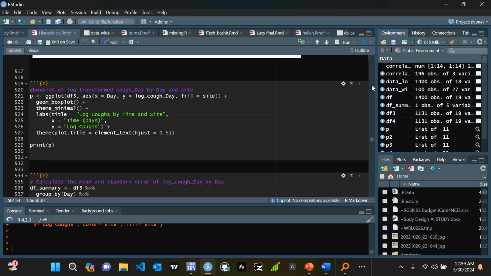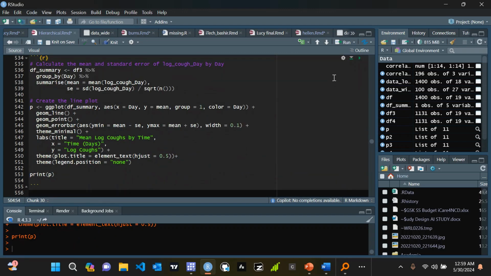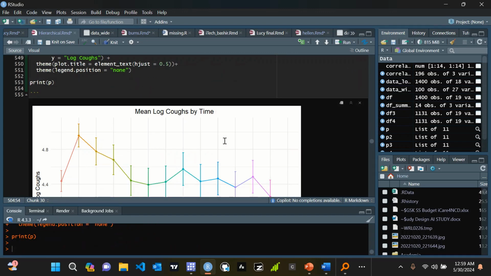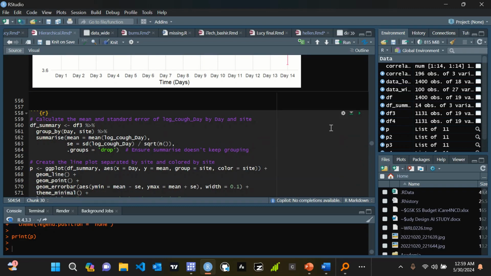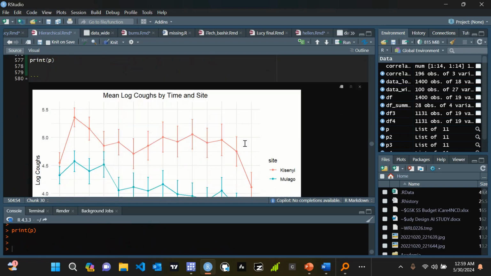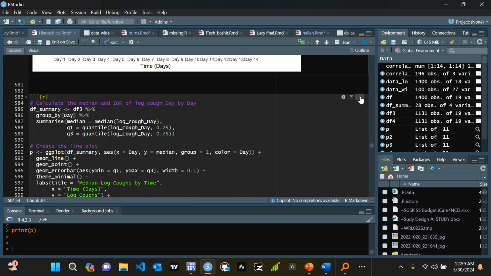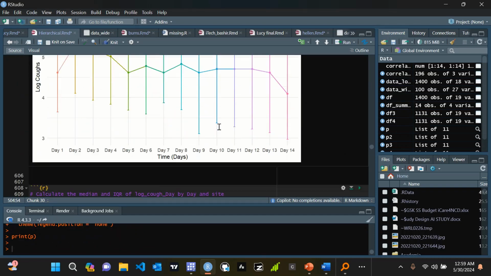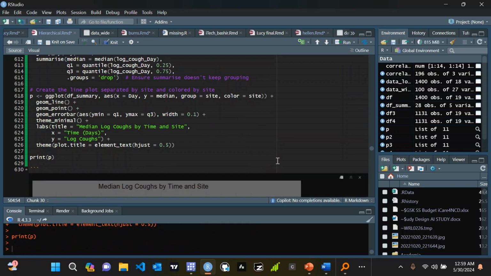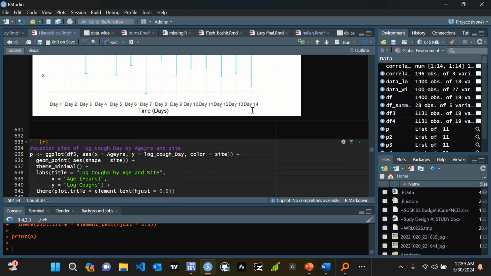But box plots, we can go ahead and look at them for the log transformed. This is the mean for the log coughs, still goes down. The medians still give the same, with high interquartile ranges. Let's go ahead and see the medians. So don't worry, we are going to look at the regression analysis.